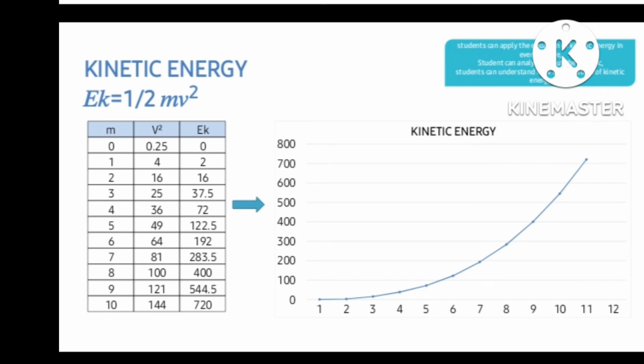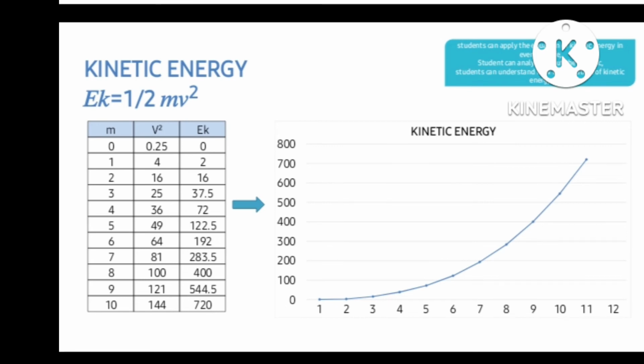The formula for kinetic energy is half mass times square velocity. So for the first value, the mass is 0, the square velocity is 0 times 25. Then the value of kinetic energy is 0. Next, the mass is 1, the square velocity is 4. Then the value of kinetic energy is 2. Next, the mass is 2, the square velocity is 16. So the kinetic energy is 16. Next, the mass is 3, the square velocity is 25.